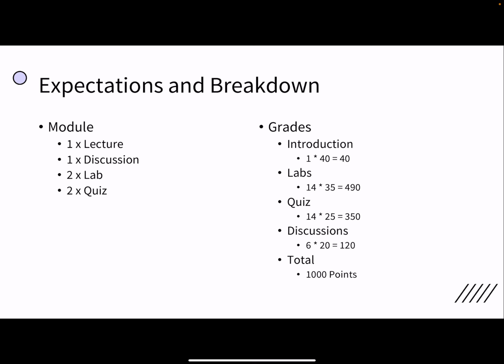And your discussions, you're going to have 6 of those at 20 points each, and that equals 120 points. So a total of 1,000 points, and it's a standard, 900 to 1,000 is an A, 800 to 900 is a B, 700 to 800 is a C. Anything less than that, you will have to retake the course, and just using the standard grading structure for this course.